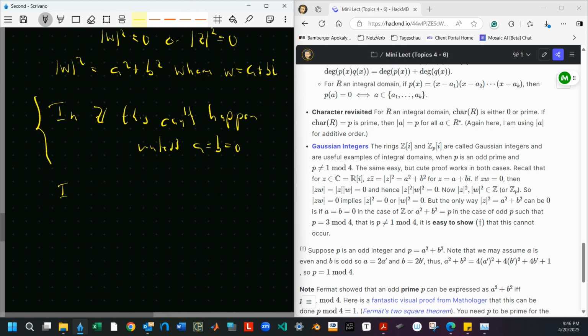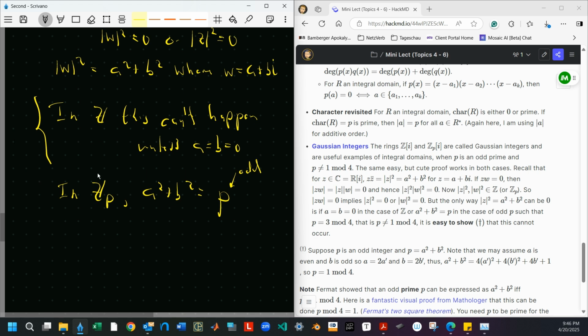So in ZP, what we would have to have happen is A squared plus B squared is basically equal to P, right? Maybe a multiple of P, but basically you can get it to just equal P. And now remember, I'm assuming P is odd.